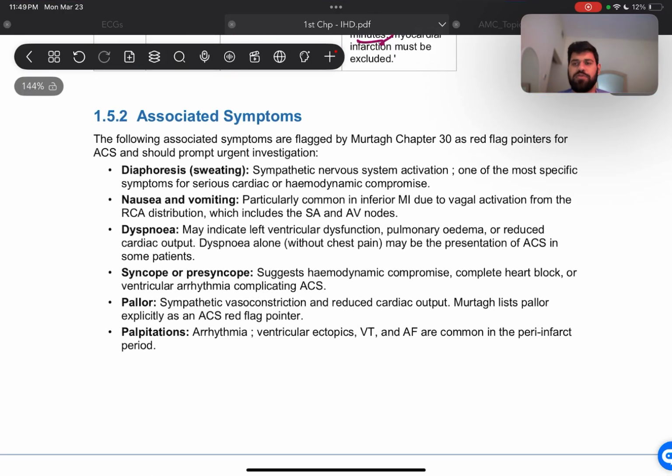Associated symptoms. They will give you these presentations at the beginning of the stem of the question, that the patient has diaphoresis. That means there is sympathetic nervous system activation, and it is one of the most specific symptoms for serious cardiac or hemodynamic compromise. Then nausea, vomiting, particularly common in inferior MI due to vagal activation from the RCA distribution, which includes the SA and AV nodes.